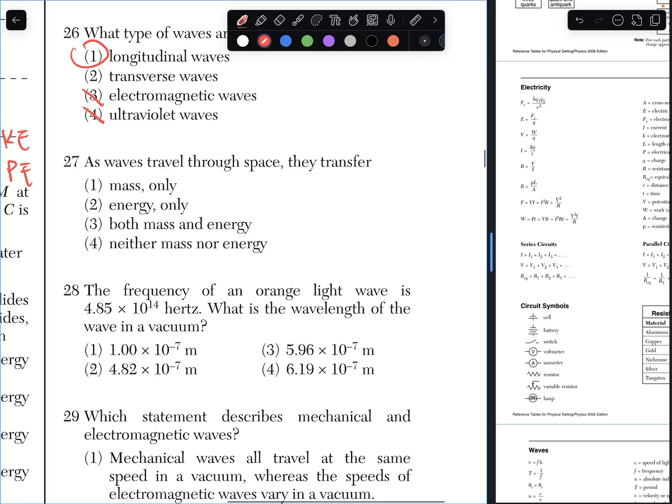Okay, as waves travel through space, they transfer... This one is kind of a memorization problem, and it's going to be energy. Waves have only energy and no mass, so only energy is transferred.